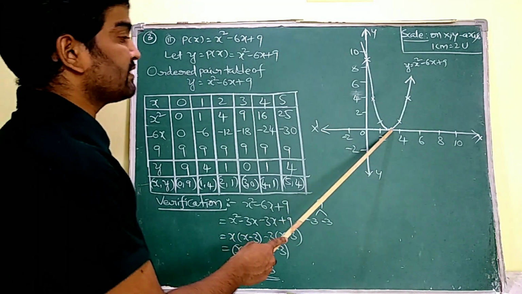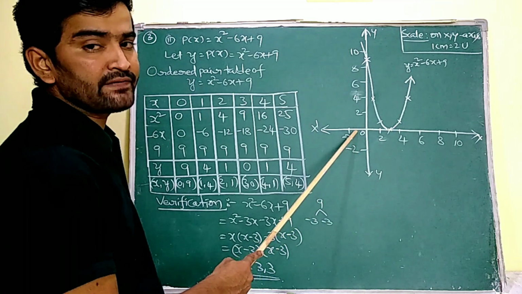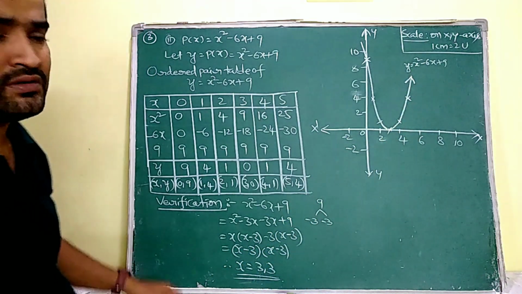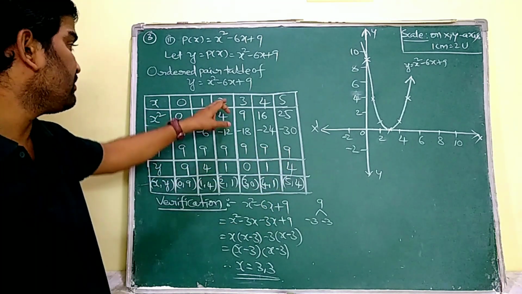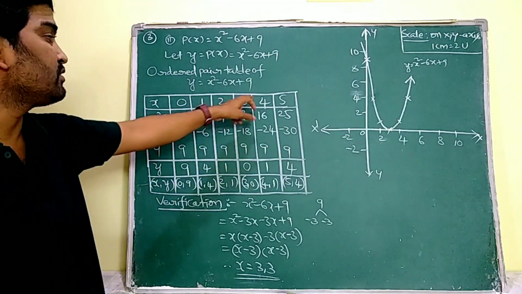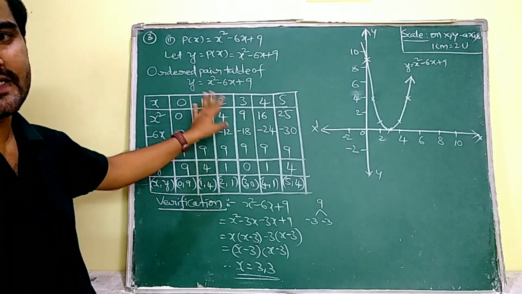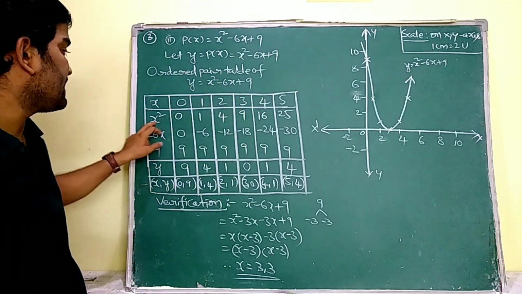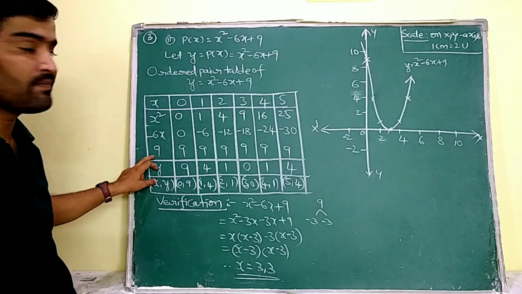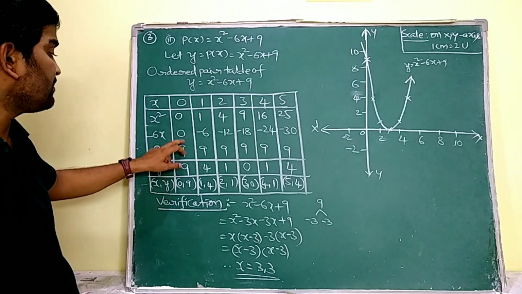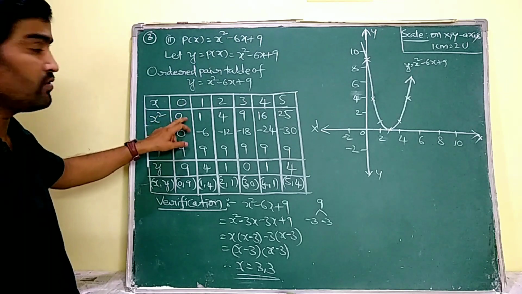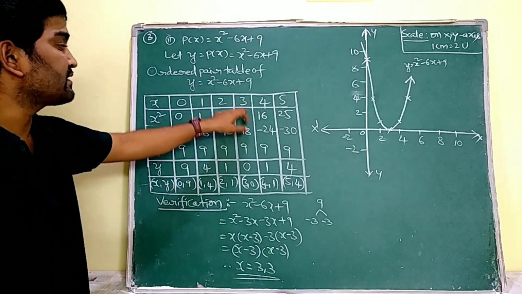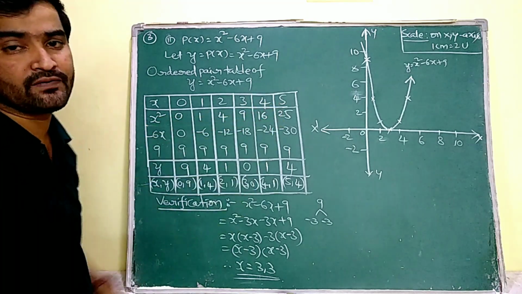So here the zero is 3. I may take two values on the left side of 3 and two values on the right side of 3 to write an ordered pair table. So, see, 0, 1, 2, 3, 4, 5 I considered as x values. I already asked you to write these three terms here, x square, minus 6x, plus 9. So, 0, 0, 9. Why? Because x square is 0. First write the x square values. 1 square means 1, 2 square 4, 3 square 9, 4 square 16, 5 square 25.